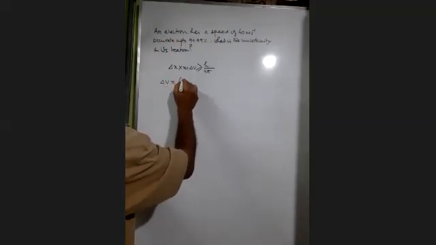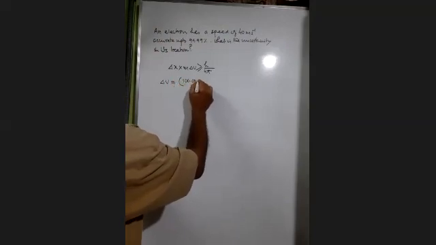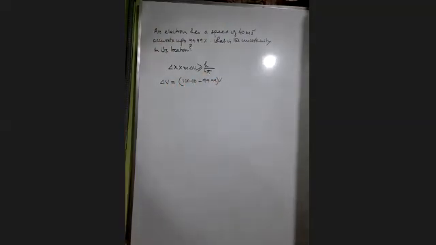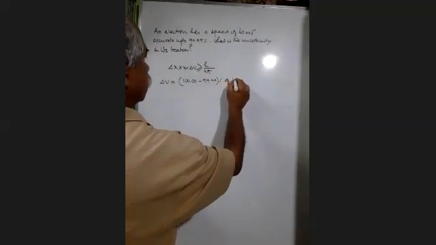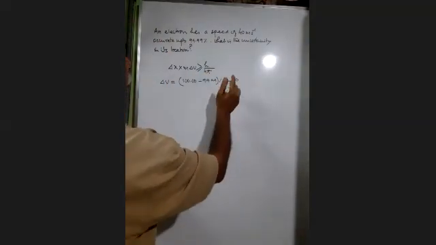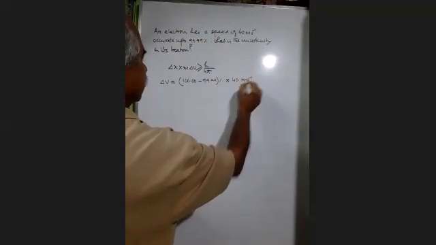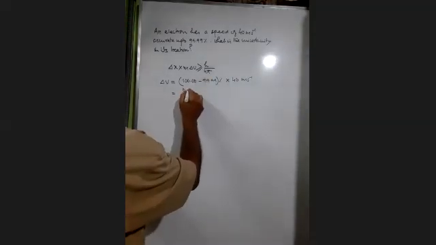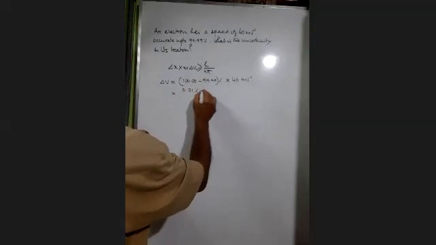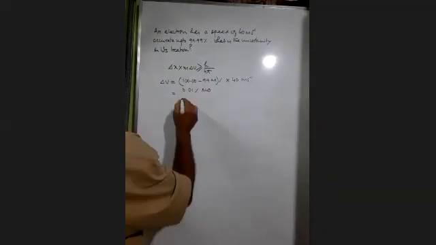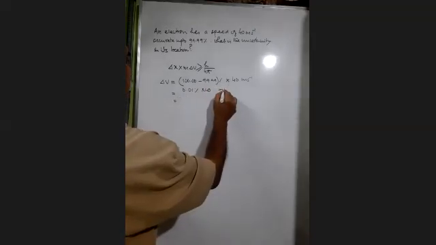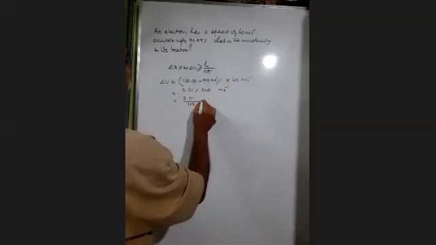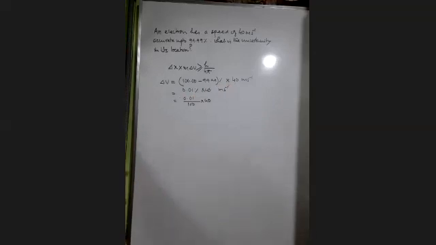Delta V is 100 minus 99.99% of 40 meters per second. So how much does it come? It will be 0.01% into 40, equal to 0.01 divided by 100 into 40. So this is the way they will give it to you.